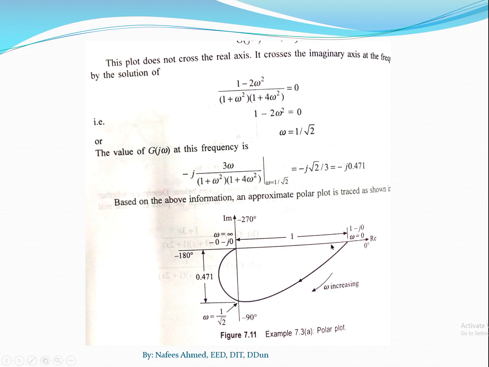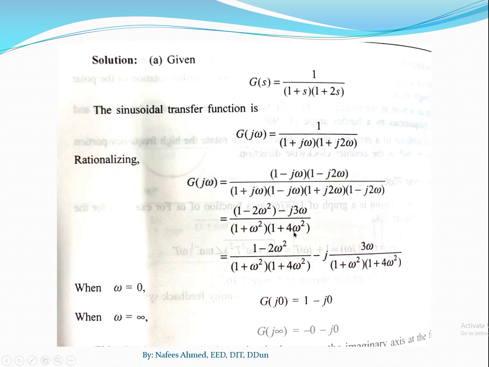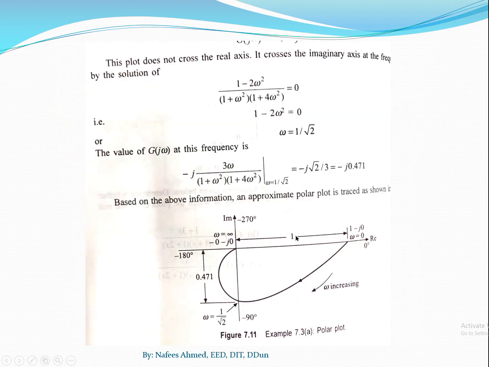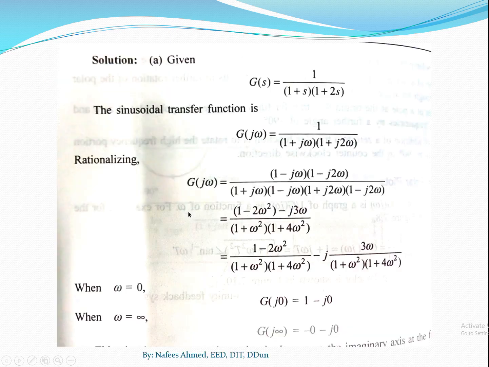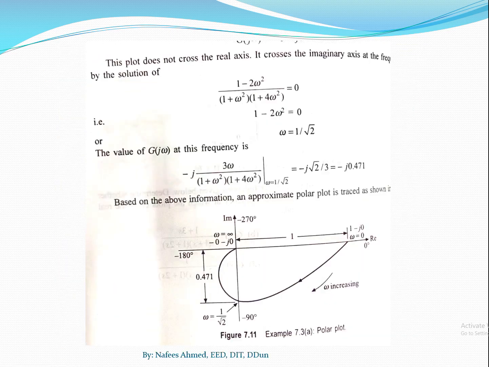As we know, it will have a k. So what is the value of k? K is nothing but 1. It is starting from over here, k at 0 degree. It will have omega equal to under root 2. What will be the distance over here? The distance is under root T1 T2 divided by T1 plus T2. So you put 1 over here, under root 2 divided by 1 plus 2. Whatever answer you get, 0.4347, it will be coming over here.